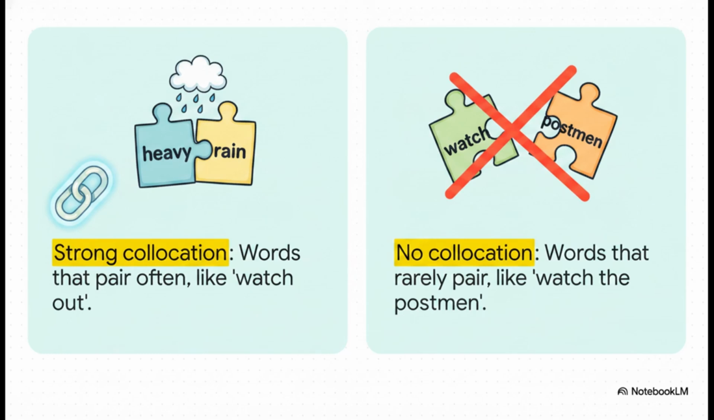Heavy rain is another one. We'd never really say fat rain or thick rain, right? Contrast that with a phrase like watch the postman. Sure, the words watch and postman can logically sit right next to each other, but they don't pop up together often enough to be a recognized chunk. Learning strong collocations is the absolute best way to sound natural and recall vocabulary in a flash.